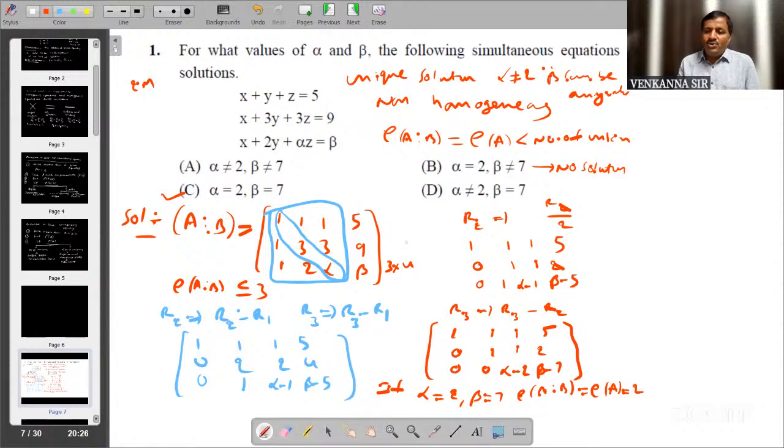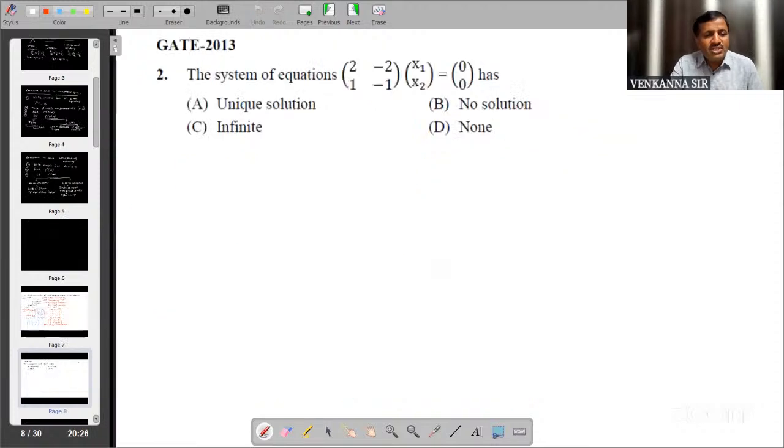In this single question, I discussed 3 questions. Our answer is completed with alpha equal to 2, beta equal to 7. Along with that, I discussed the alpha and beta for the unique solution and no solution also. So concentrate, this type of questions are 2 marks bits.